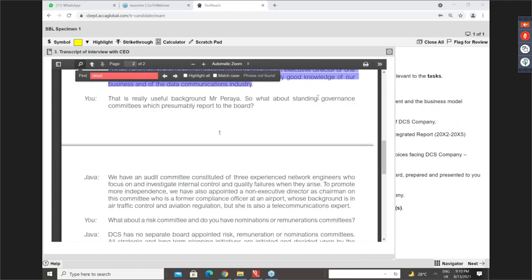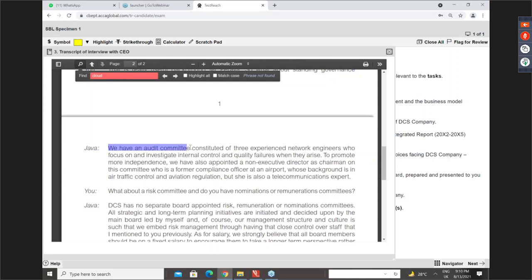So now this guy is asking about governance committees. We have an audit committee, very good, constituted of 3 experienced network engineers who focus on and investigate internal control and quality failures when they arise. What? So they have a committee with 3 experienced network engineers. Hang on. Isn't the audit committee supposed to comprise board directors? So where did these 3 engineers or 3 stooges come from? There's no mention of them on the directors list.